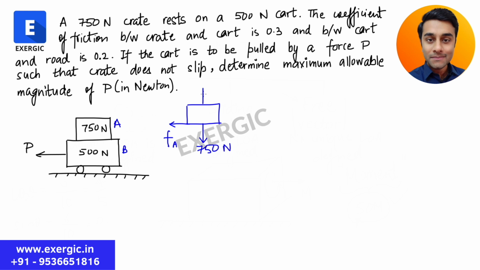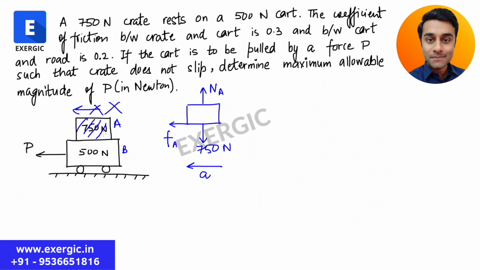Normal force will be in the upward direction, NA. Is there any backward force acting right now? No. But this system, this body A, is having an acceleration of A in the forward direction. As I told you, this is not the case when the 750 Newton crate just starts. We are not talking about that case.